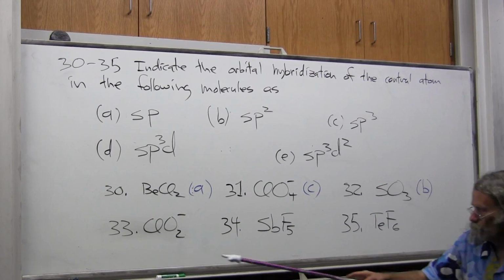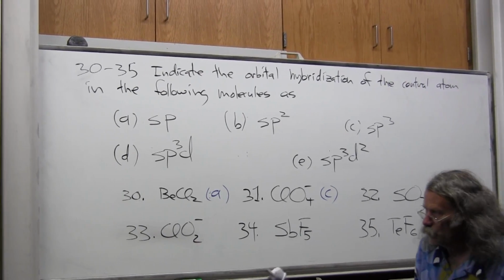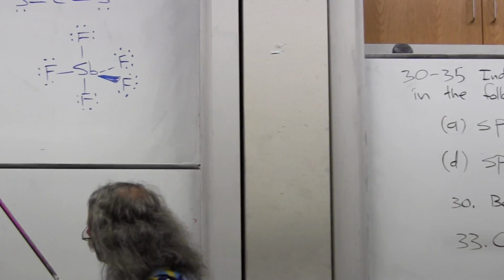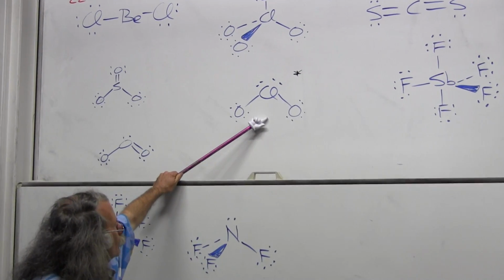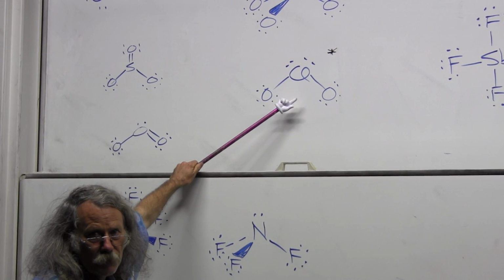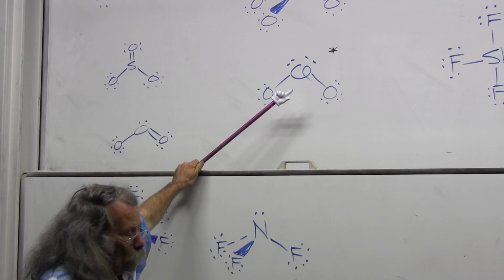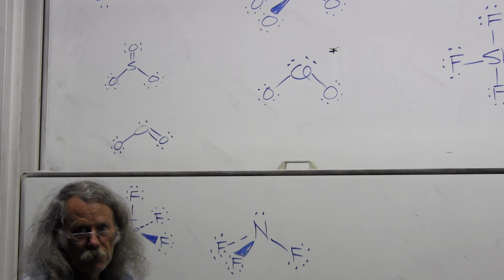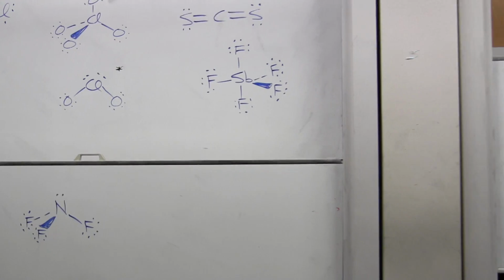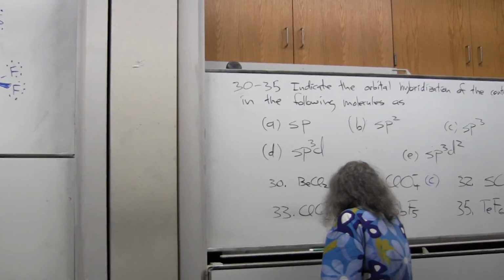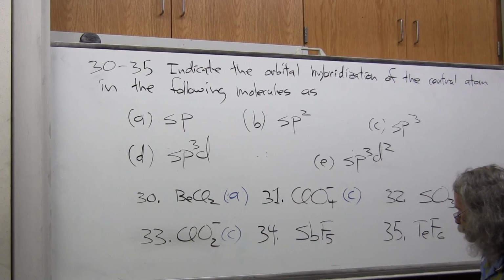So now we're to number 33, which is the chlorite ion, which we can see from our scratch paper. We have 4 E-pairs associated with the central atom, 2 of them lone pairs, 2 of them bonding pairs. 4 E-pairs requires tetrahedral E-pair geometry, and that requires in turn sp3, which is option C. That's the bubble we fill in on our Scantron.